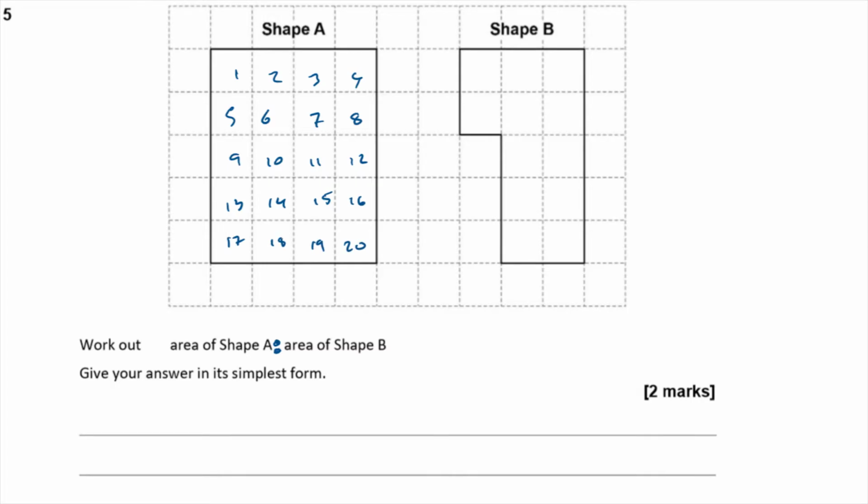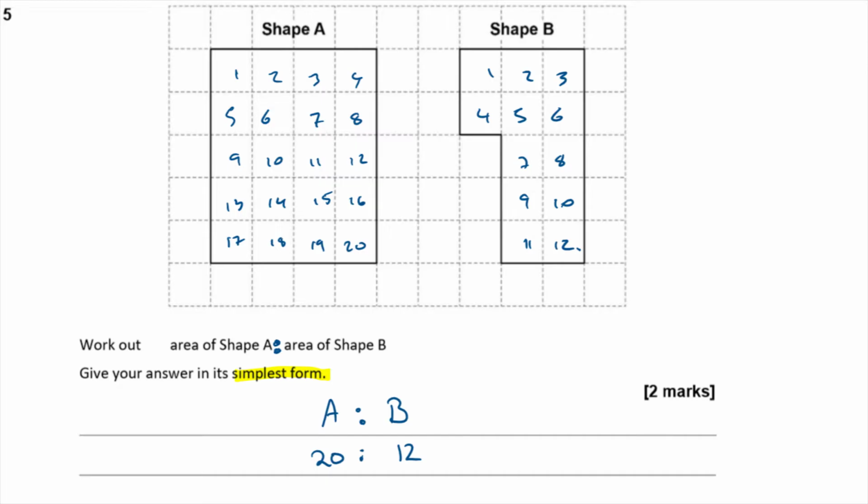So shape A. If we're going to do a ratio of A to B, then A is 20. What's B then? 1, 2, 3, 4, 5, 6, 7, 8, 9, 10, 11, 12. So that's 12 squares. Okay, so 20 to 12. But we do need to write it in its simplest form. And 20 and 12 have a common factor, don't they? What are the common factors of 20 and 12?